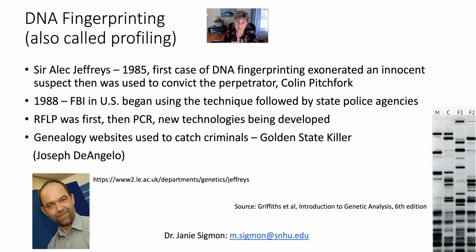So DNA fingerprinting was developed in 1985 by Sir Alec Jeffreys. I have a picture of him right here from the University of Leicester in England. And he developed this technique where he could tell the difference between people by looking at their DNA patterns. So anyway, he took the DNA from individuals, chopped it up, and then looked at variable regions in the DNA, and he could tell the difference between people by looking at their patterns. So an example of the type of work that he did is located on the lower right-hand side of this slide. This is called an RFLP.